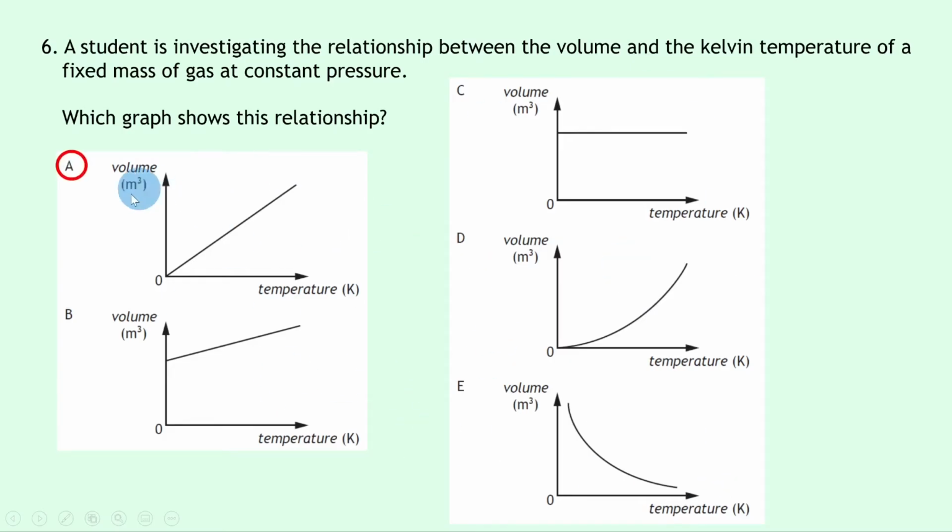shown by graph A. And that's because, remember, a straight line through the origin means that as one variable increases, the other one increases at the same rate. So that is shown by this straight line, which means it must be A. For B, that is not a directly proportional relationship. For C, this shows that volume remains constant as temperature increases, which is not the case. And for D and E, we have these non-linear scales where we've got curves, which just isn't the case. So graph A shows us that as temperature increases, volume increases, or as temperature decreases, volume decreases.